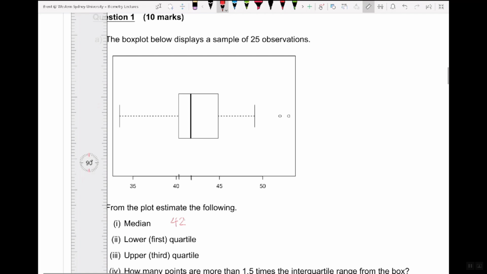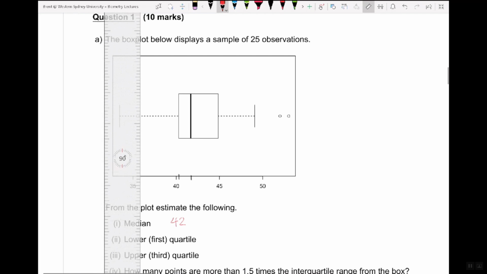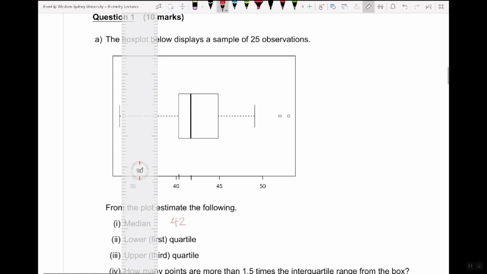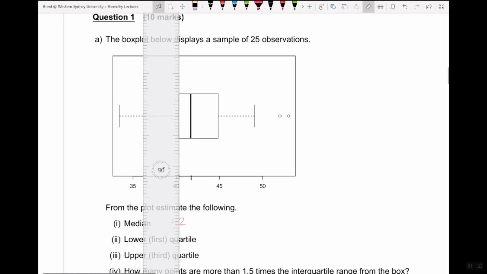So the next one, and by the way, feel free to stop me at any point if I say something that doesn't make sense. As I said, I'm just going to kind of mow through. So stop me if something doesn't make sense. The next one they want is the lower quartile. The quartiles are given by the upper and lower bounds of the box plot.